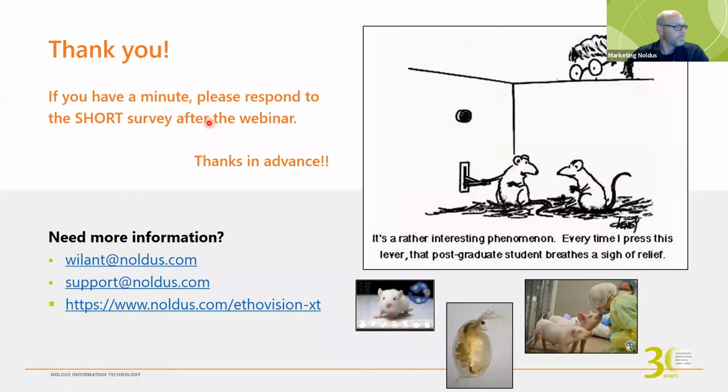Great. So another question: is there a way for EthoVision to count the number of behaviors an individual performs, such as the number of times an animal moves faster than a certain velocity?